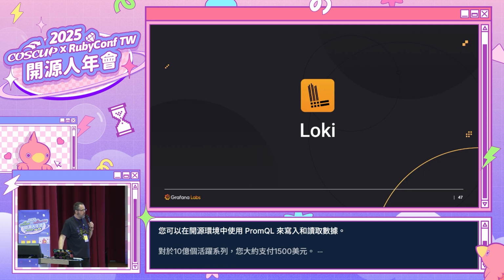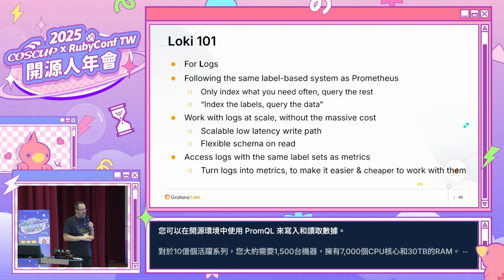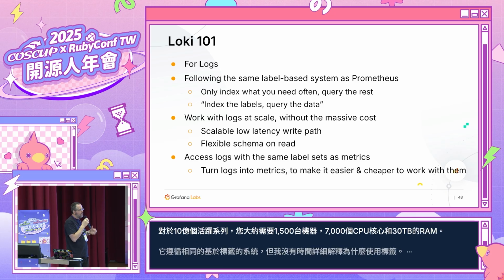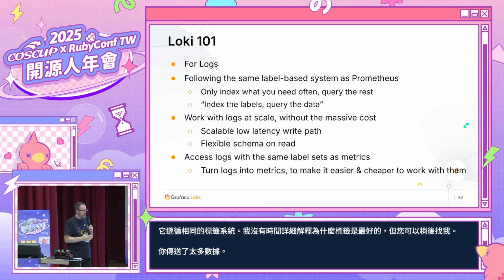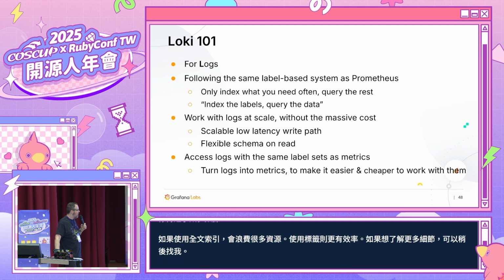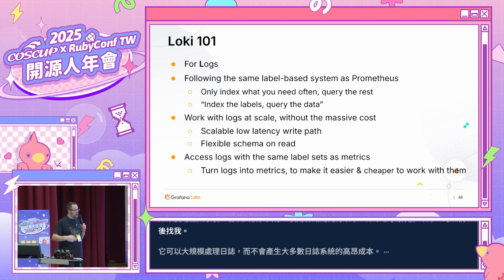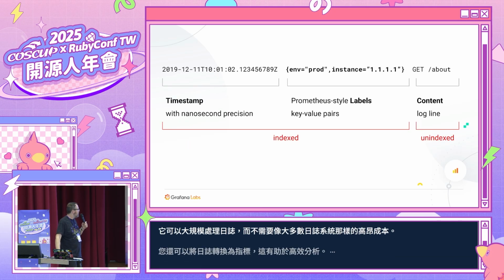Then we come to Loki for logs. Follows the same label-based systems as Prometheus. I don't have the time to fully go into why labels are best, but if you want to catch me later, more than happy to. Problem with a lot of systems is you send too much data. If you full text index, you waste a lot of resources, and with labels, it's a lot more efficient. Again, if you want more details, catch me later. Works with logs at scale without all the massive cost of most of the log systems you have today. And also you can actually turn logs into metrics, which supports you in this journey to become more efficient and more numbers first.